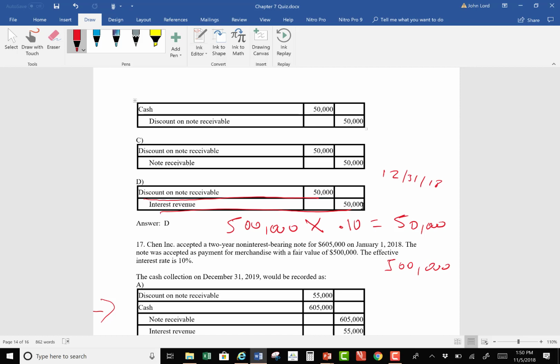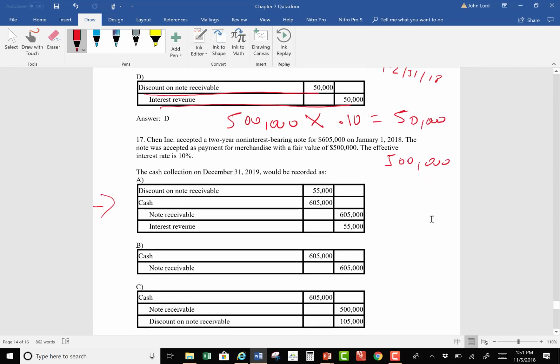Okay, and so that's why when we went in year two, we debited the discount 55,000, and took the interest revenue for year two as 55,000. That zeroed out the discount. So that's all they were doing at the end, zeroing out the discount by debiting the discount for 55,000, debiting the cash for 605,000, which they're going to get back on the face, crediting the note, crediting the interest revenue for year two, right?